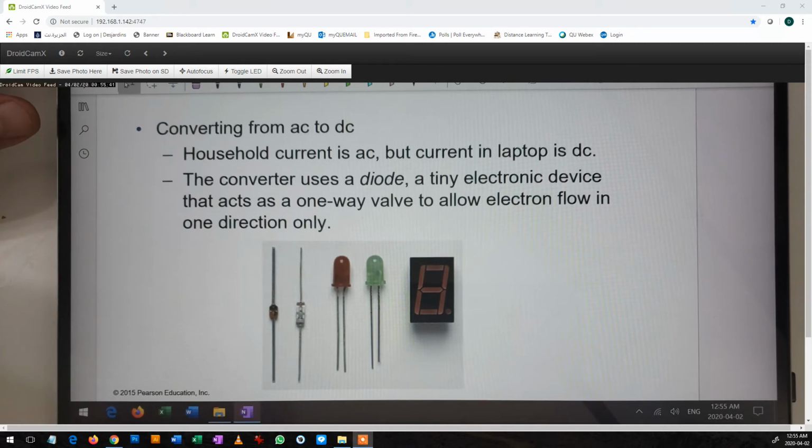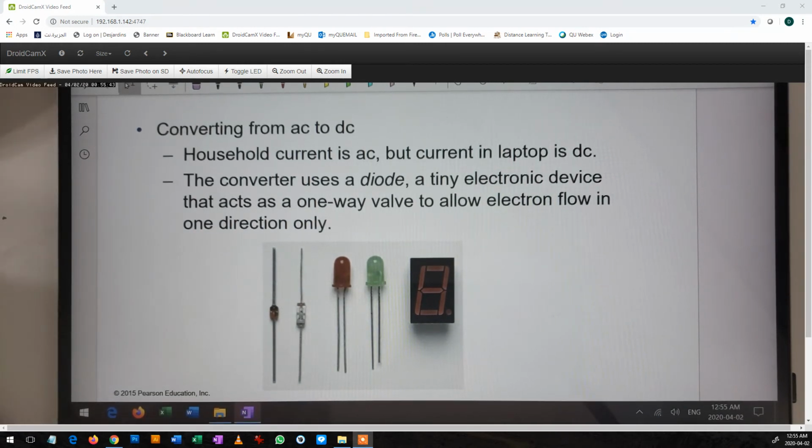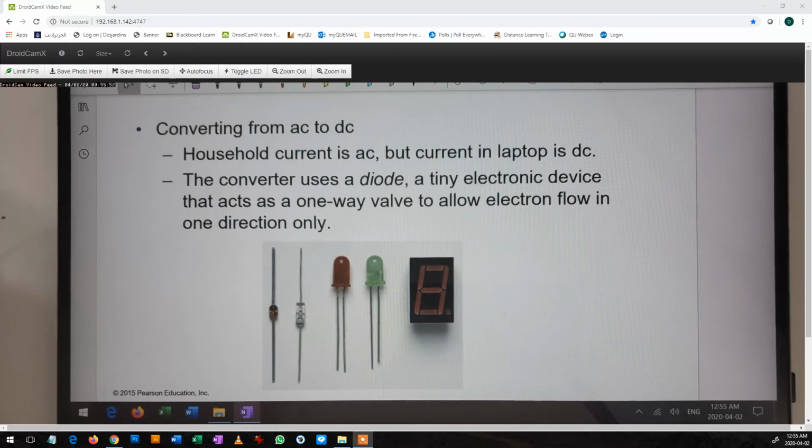Converting from AC to DC. Here there is a question: why don't we use AC all the time? The answer is all the electronic circuits work with DC, either positive or negative. The circuits, all of them, work with direct current, so we have to convert AC to DC. That's why, for example, we want to charge the battery.